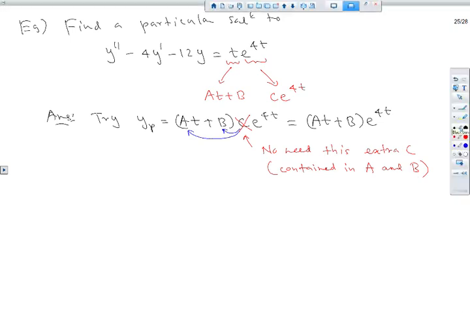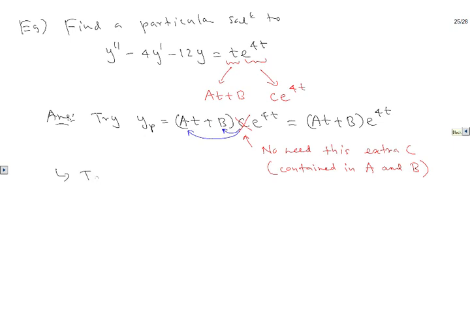So after this, we take derivatives, plug in, and solve for a and b. That's how we do it. It's the same thing as we did before, but the only difference is how to find the guessing term. That's the interesting part.